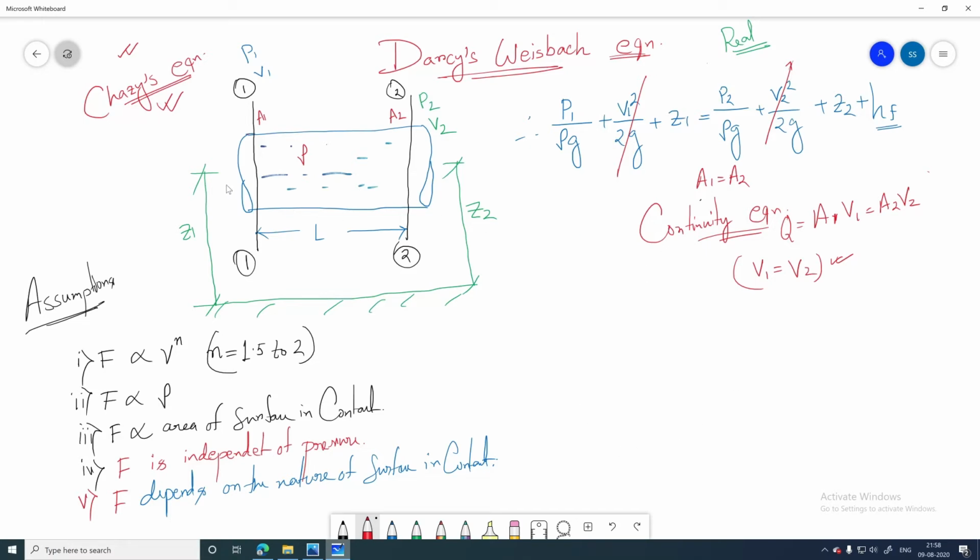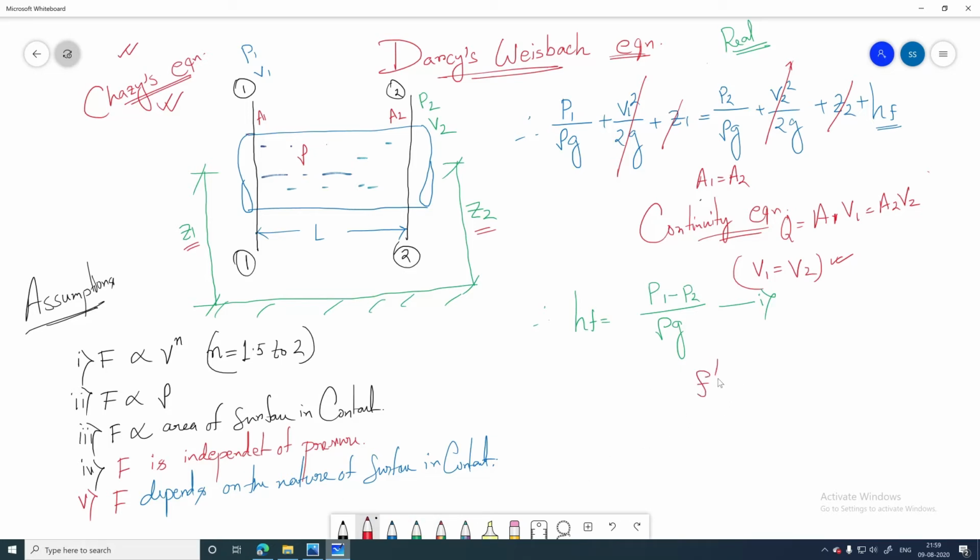Also the pipe is fully horizontal, so Z1 is equal to Z2. That is why Z1 and Z2 will also cancel. So ultimately, the value of HF that we get is P1 minus P2 by rho g. Give it equation number 1.